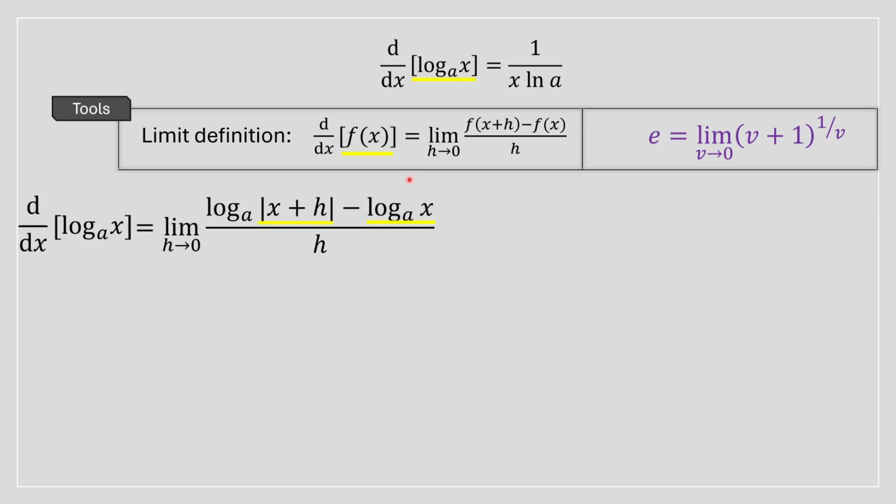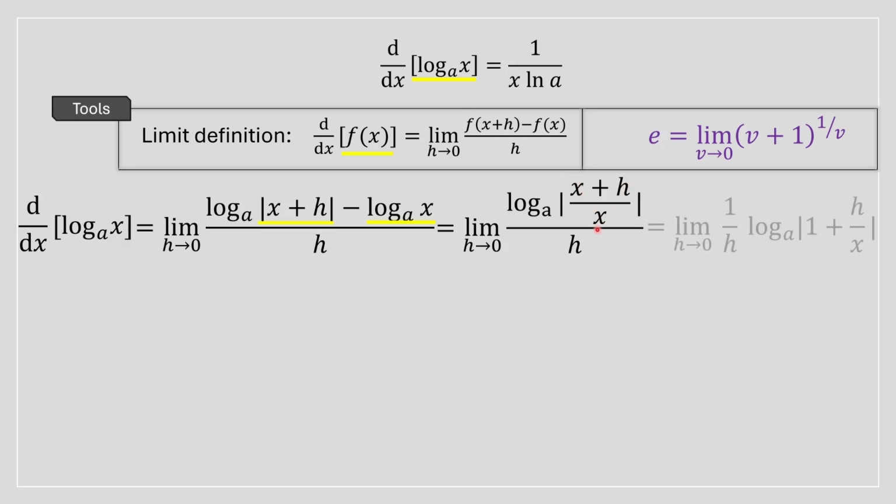Same as per usual, your f of x is basically going to be log a of x instead. And then you're going to combine these two logs into one log using the laws of logarithms. So at this point, h divided by x. You can rewrite the limit as the following. So 1 divided by h is going to be moved into the numerator, and then you're going to have something that looks like this.